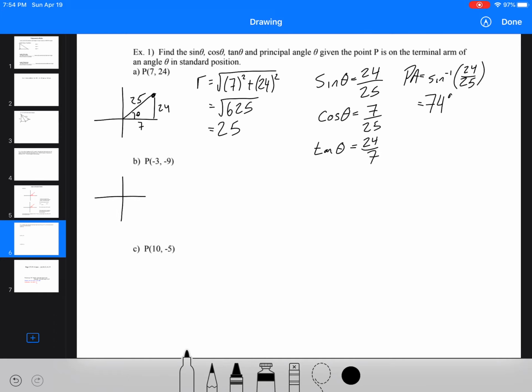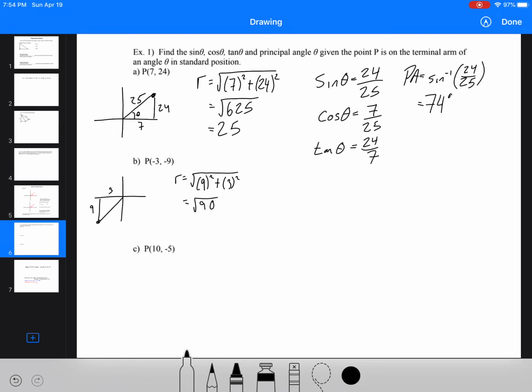Okay, so looking at the next one. The next one's a little bit harder, just because of where it is. So the next one, we have negative, negative, so that means we're down here. Okay, so we've got -3 and 9. Okay, now notice I've made them positive. My r value is going to be the square root of 9 squared plus 3 squared. You could make them negative, but it doesn't really matter because they're both going to become positive anyways. So that's going to be the square root of 90.